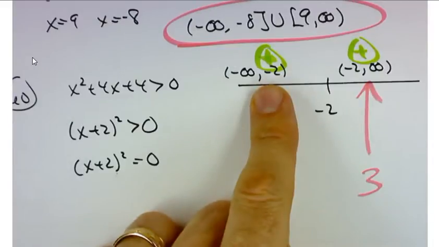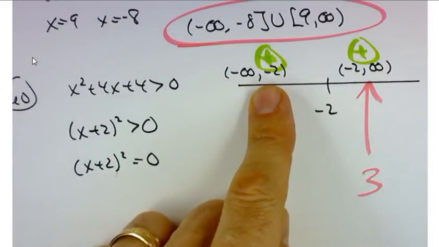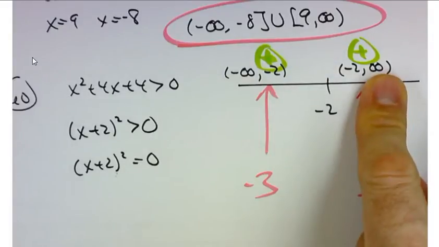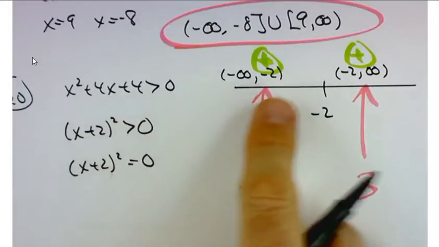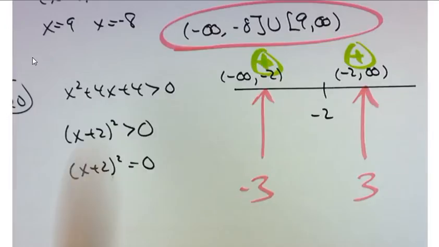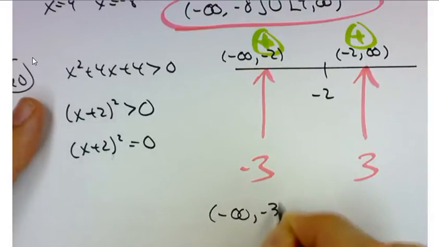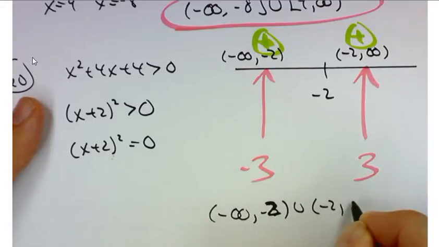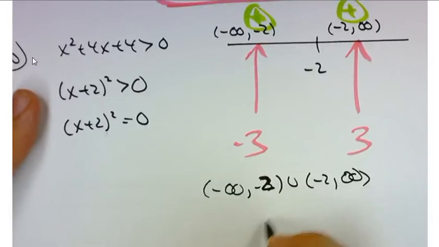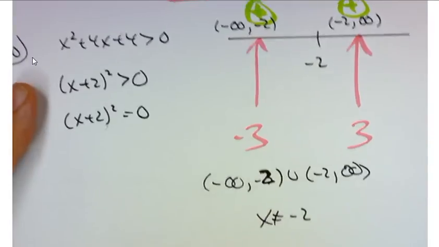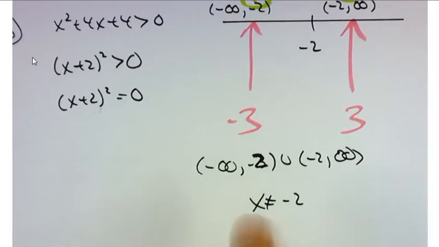So the question is, can I write negative infinity to infinity? Can I write everything? Yeah, it has to be greater than 0, so it wouldn't include what point? Yeah, it's everything but negative 2. So your answer is negative infinity to negative 2, union negative 2 to infinity. If you just wanted to write x not equal to negative 2, I'd probably be okay with that, but I'd prefer to see the interval notation.